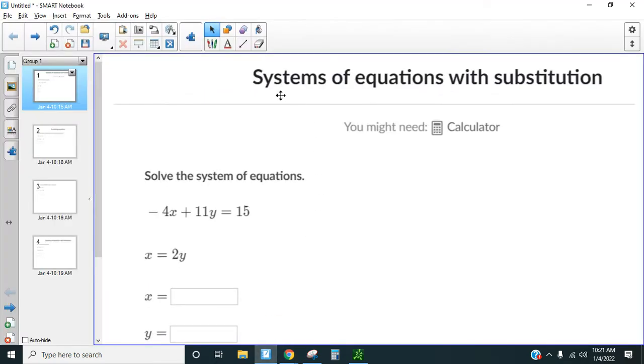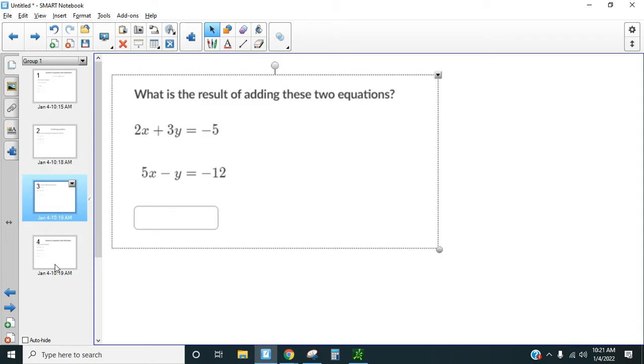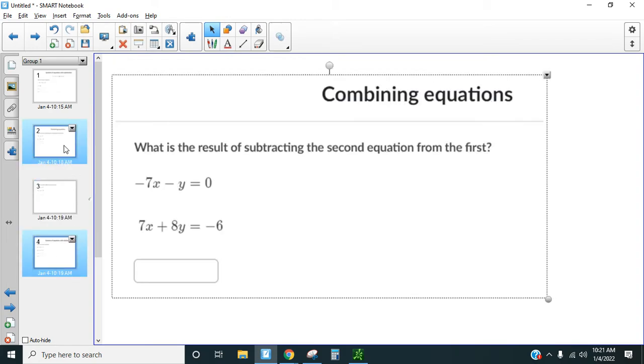All right, so next in talking about systems, we're going to solve them actually. So this is what we needed to get to in order to continue to get ready for the SAT. All right, so this is simple stuff. We're going to talk about substitution, and then we're going to talk about elimination. All right, and then what happens when we combine equations, and the fact that you can combine equations.